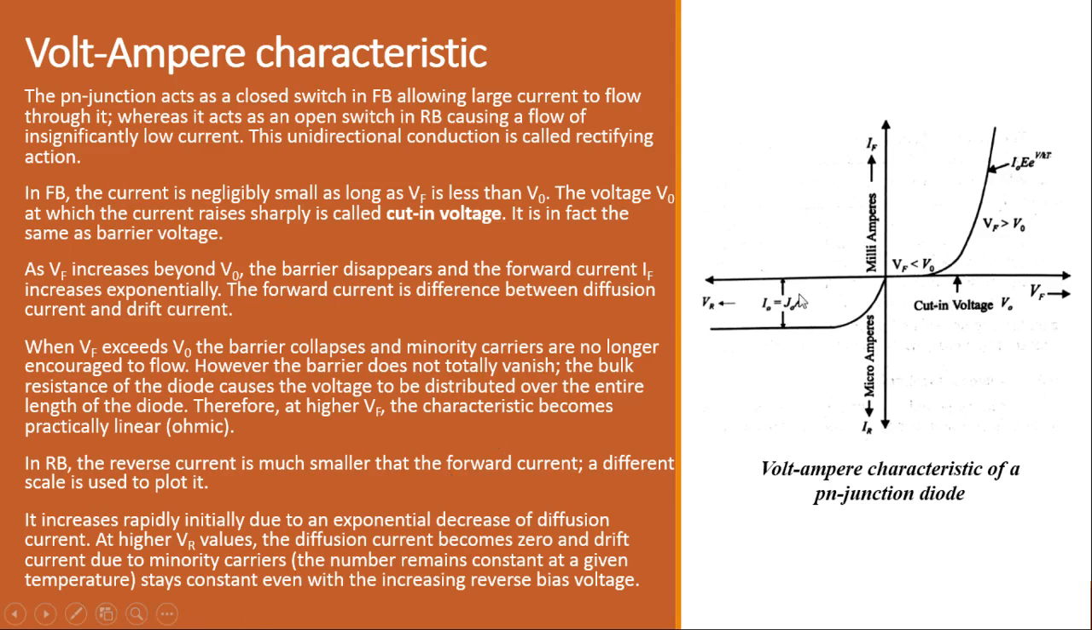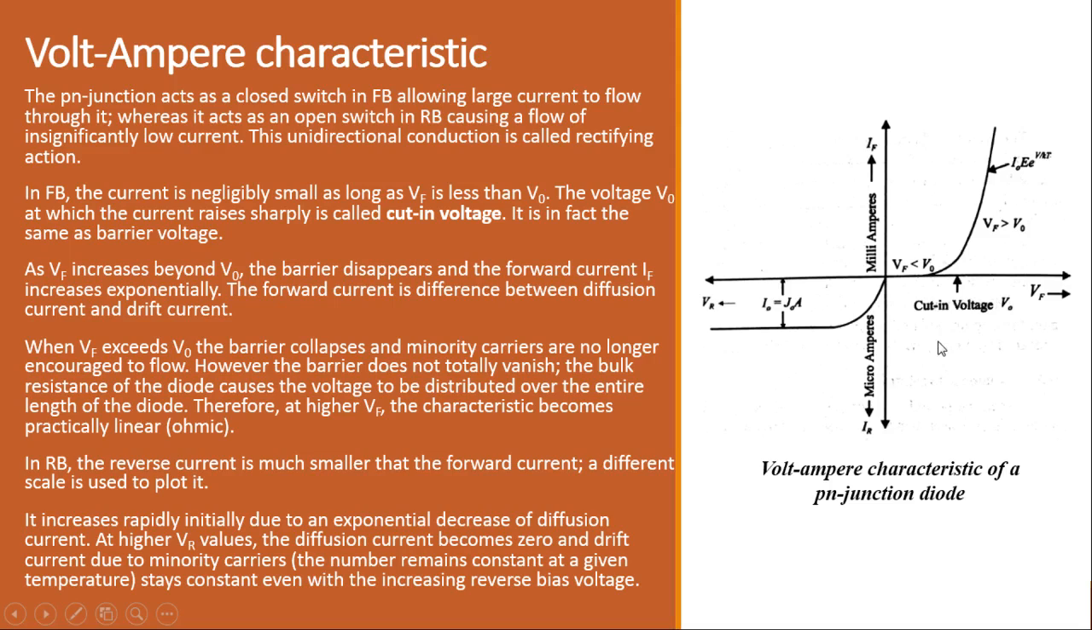You can see here in the graph, as Vf is less than V0, the current is almost 0, but when Vf is equal to V0, the current starts rising slowly, and for values of Vf much greater than V0, the current rises sharply. So, this is the characteristic of a forward biased PN junction diode. The cut-in voltage is the voltage at which the diode starts conducting heavily. You can see that the current is plotted on the y-axis in milliamperes, whereas the voltage is plotted in volts on the x-axis as shown in the diagram.